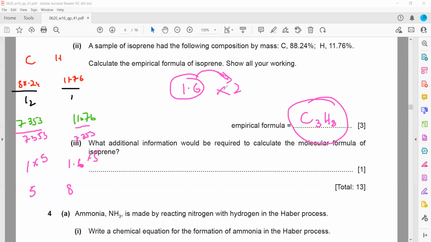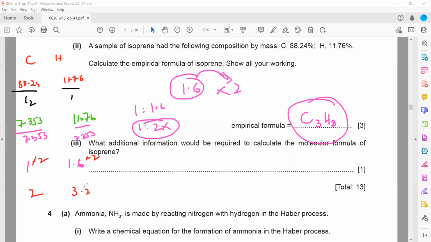So how to do this? Say in the exam you don't know which number you should multiply by. A simple rule is that you can check with different numbers. If you multiply both by 2, this will be 2 and this will be 3.2. It is not a whole number. Then if you multiply both by 3, this will be 3 and this will be 4.8. So again, it is not a complete whole number.